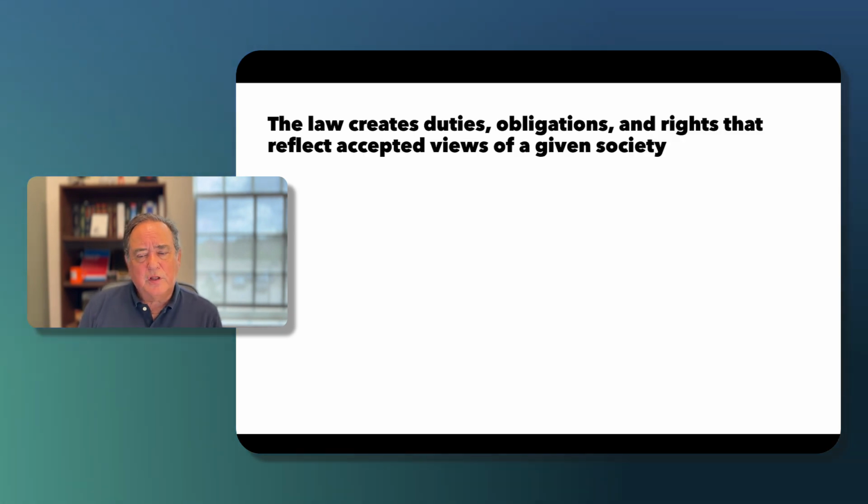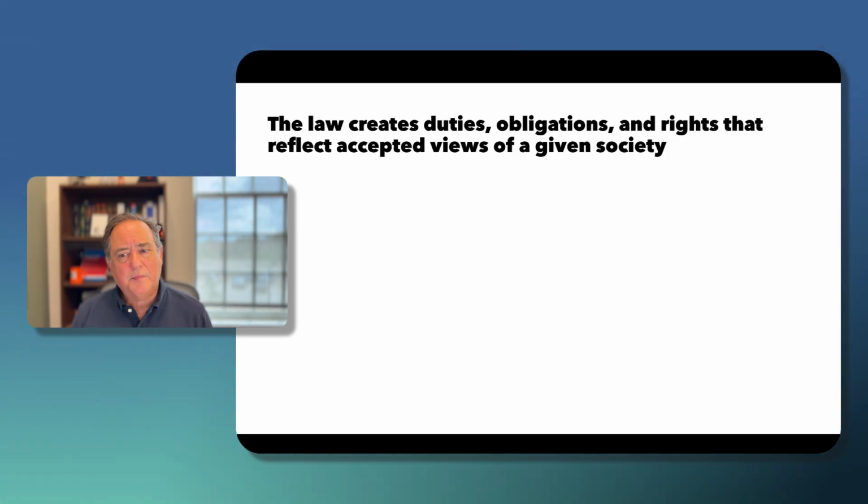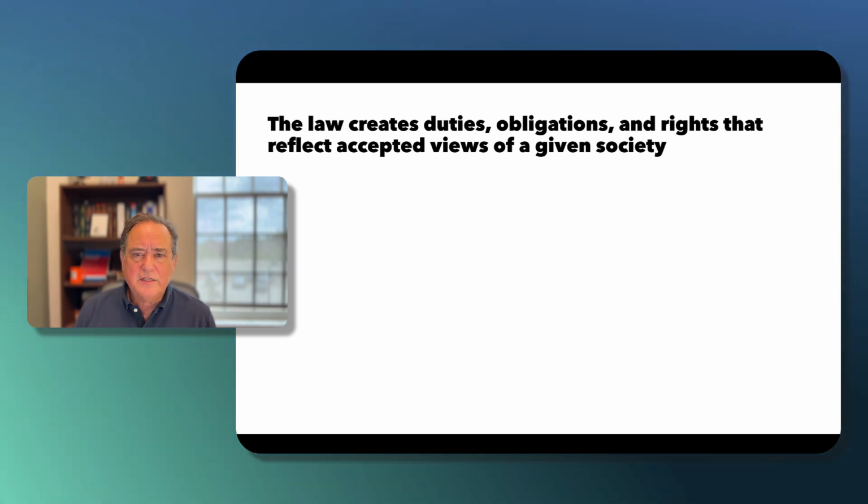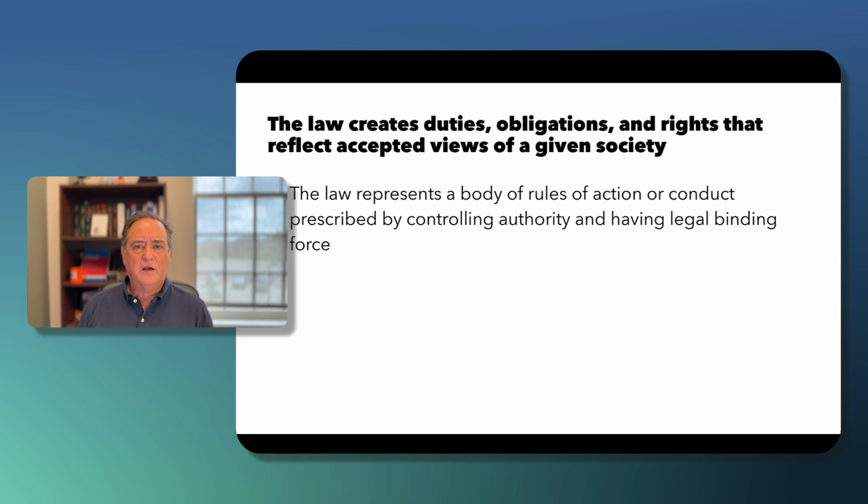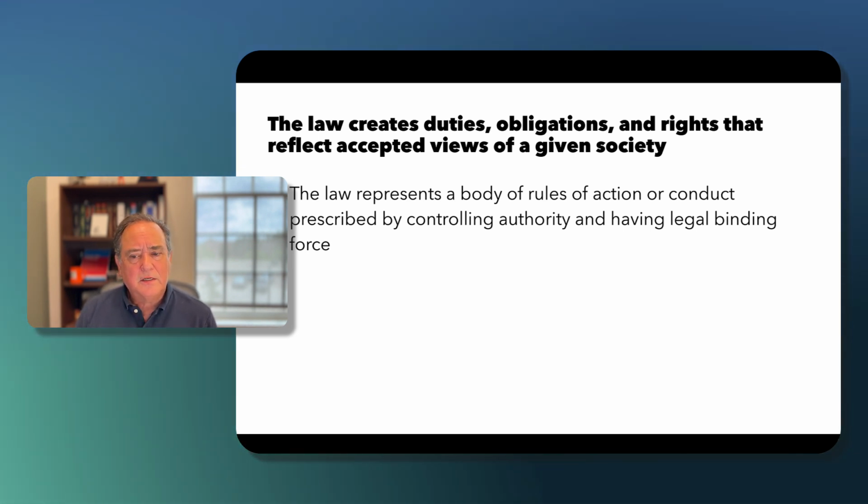Now, what does the law do? The law is creating duties and obligations and rights that reflect accepted views of a given society. So essentially, what we're looking at when we're talking about the law is the behavior that society has deemed acceptable, and if you act outside of that ambit, of that scope, then in fact the law has been broken.